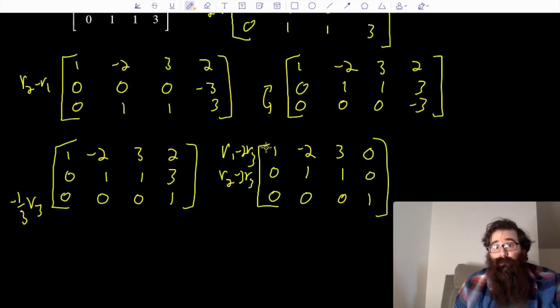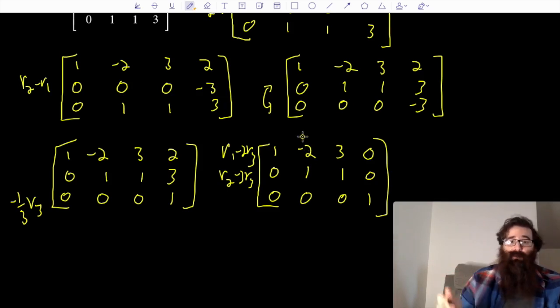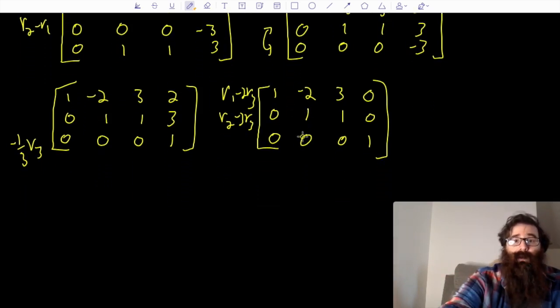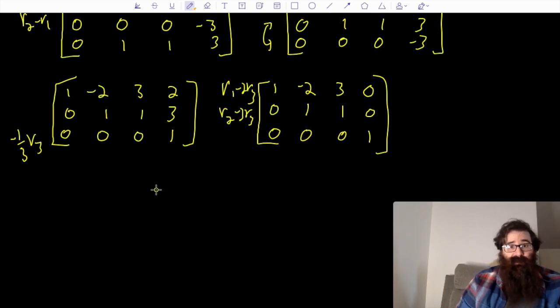So it looks really good. But I've sort of been neglecting working with this leading entry right here in row 2. I got a 0 beneath it, but I got to get that 0 above it. So that negative 2 has to go. And whatever else happens alongside that is just what's going to have to happen. So I would say let's go to row 1. Let's do it, and replace row 1 with row 1 plus 2 times row 2.